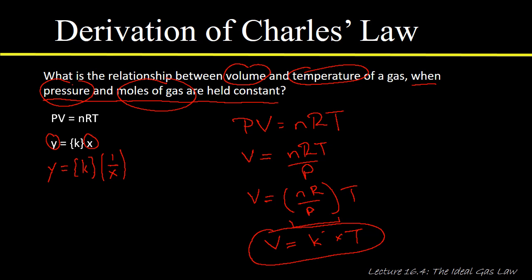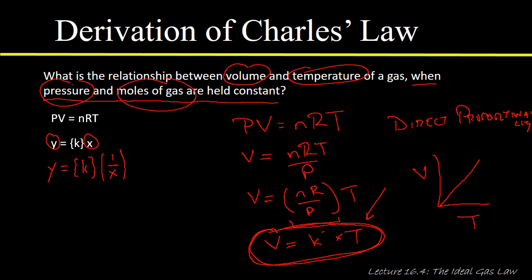And if that's our relationship, this format, volume equals some constant times T, is direct proportionality. And that means the relationship between volume and temperature is going to look like that, and our mathematical relationship between volume and temperature looks like that. All right, let's try another one.